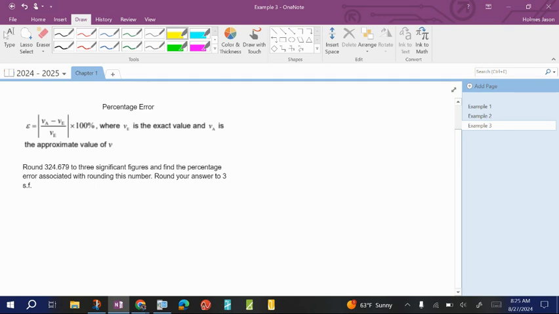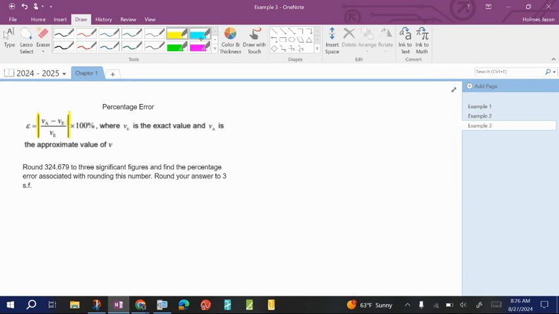Okay, so let's decode this formula. It says E, that E stands for error. Error equals the absolute value. These bars are absolute value, and what that simply means, you've probably seen these before, is that no matter whether the answer is positive or negative, we're going to switch it to be positive because we're measuring the distance away from zero, and so it's positive regardless of the sign.